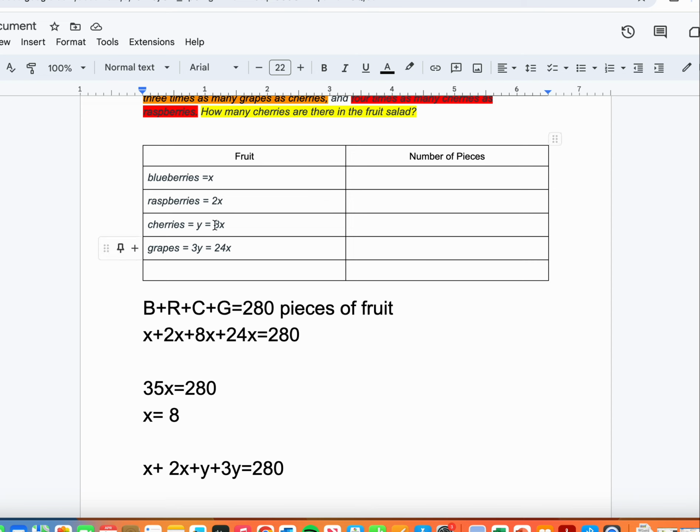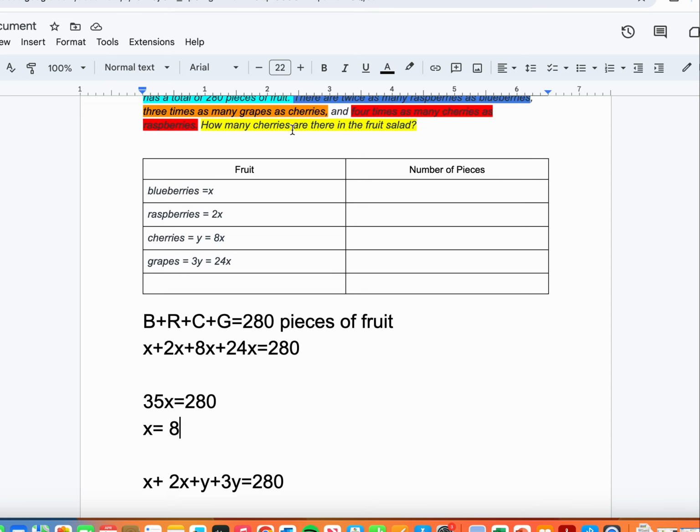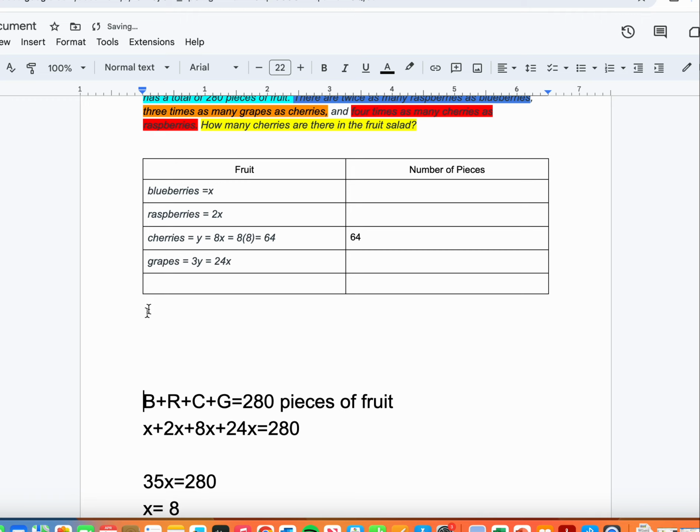Since we're only trying to solve for how many cherries are in the fruit salad, now that we have solved for x, we can plug it in for x up here. So we know that 8 times 8 equals 64. So we know that there are 64 cherries in our fruit salad.